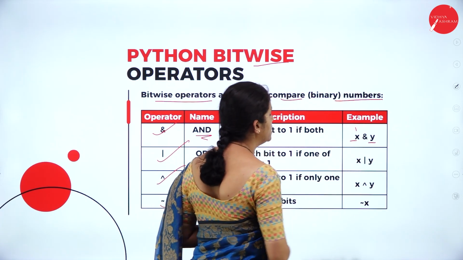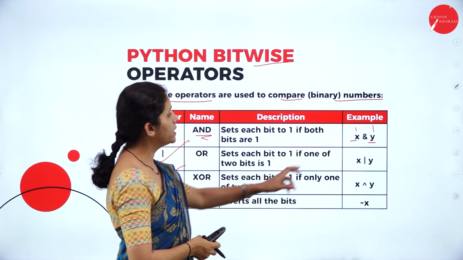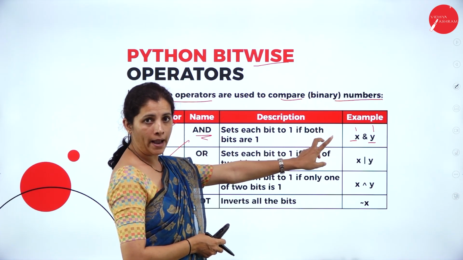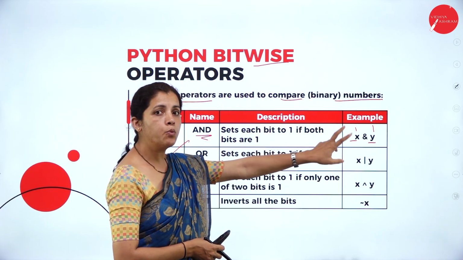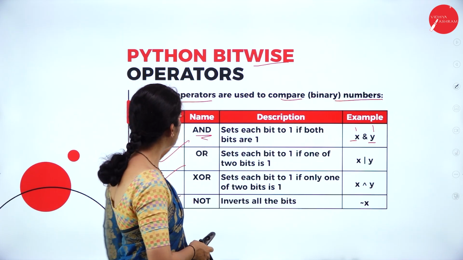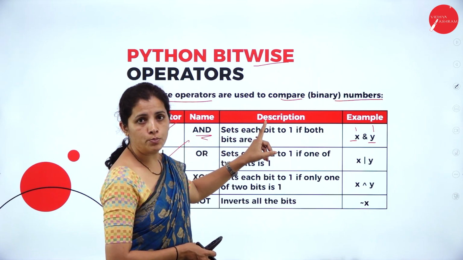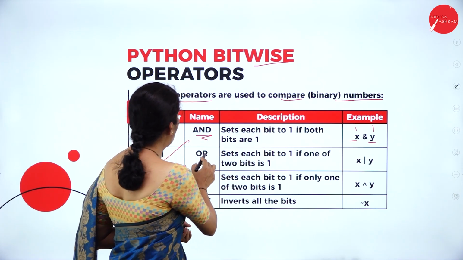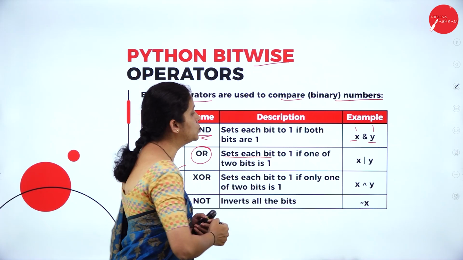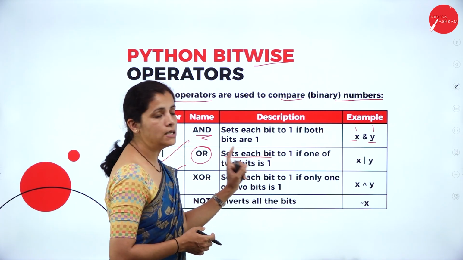X holds a binary value and Y holds a binary digit. When I compare X and Y, if both are 1, then the AND operator returns the output as 1 or true. And OR sets each bit to 1 if one of the two bits is 1.